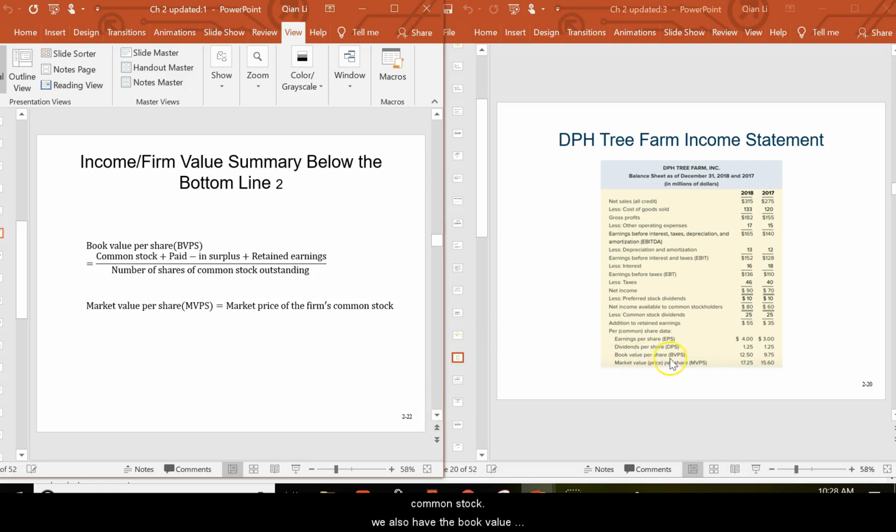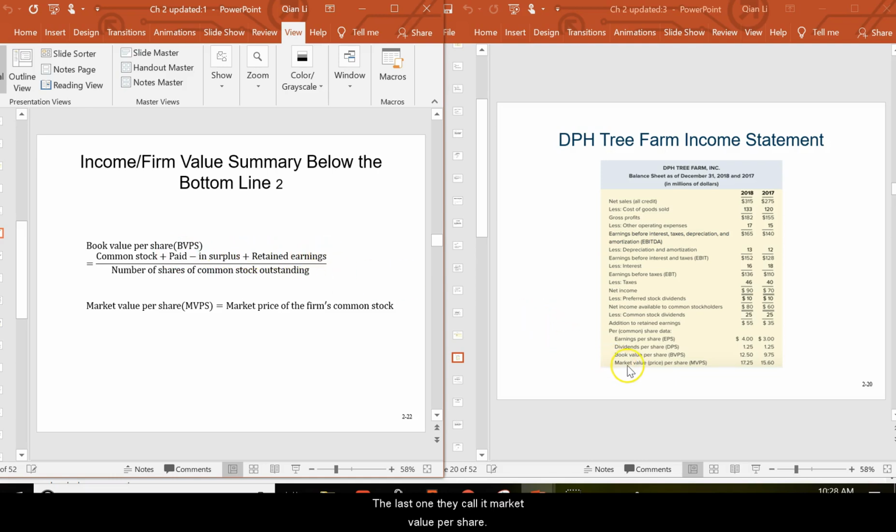We also have the book value per share, BVPS. That's simply the total book value of the company's common equity, which is the number you can find from the company's balance sheet. You use that number divided by the number of shares outstanding, and you get a book value per share. Now the book value here on the top includes all common equity book value, including common stock par value and paid-in surplus, and also the retained earnings.